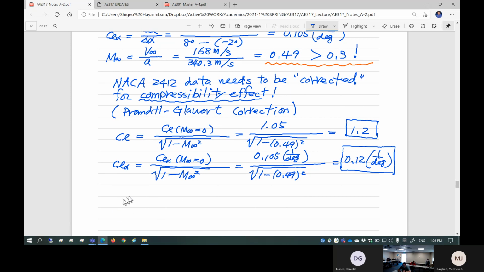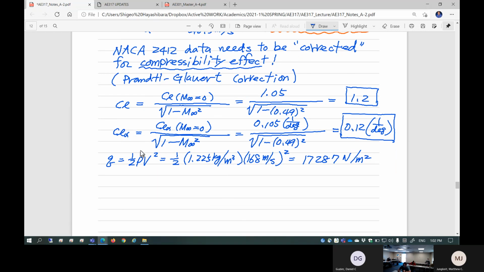So now the question is, let's just recalculate the dynamic pressure Q. Q is equal to 1/2 rho v squared. So this is 1/2, and again, standard sea level 1.225 kilograms per cubic meter. You are now flying 168 meters per second. So this is 17,287 Newtons per square meter. This is the Q, dynamic pressure. Wing area is B times C, wingspan times chord length. So let's compute 2 meters times 0.5 meter. So wing area is 1 square meter.